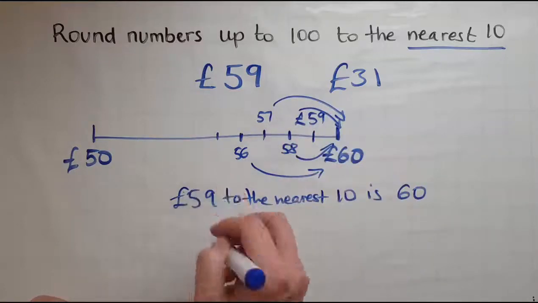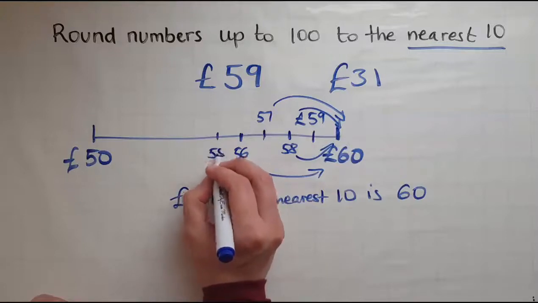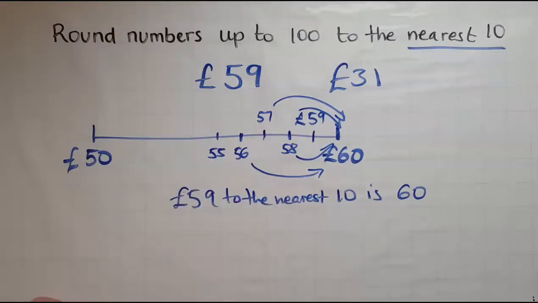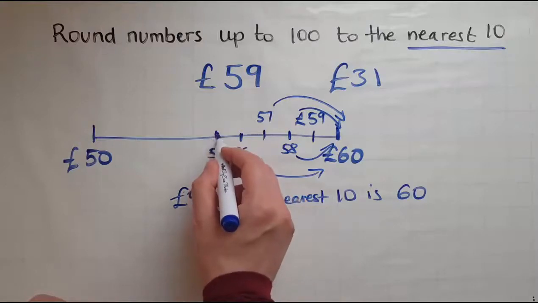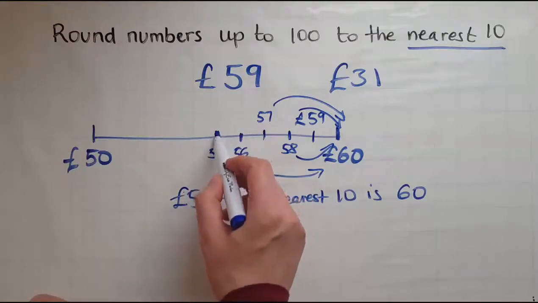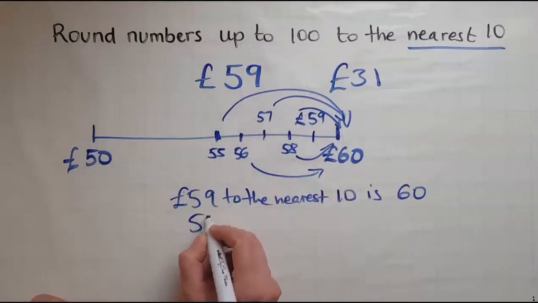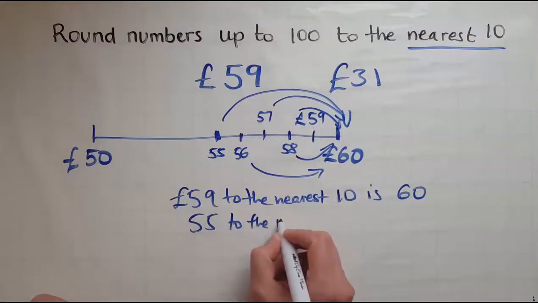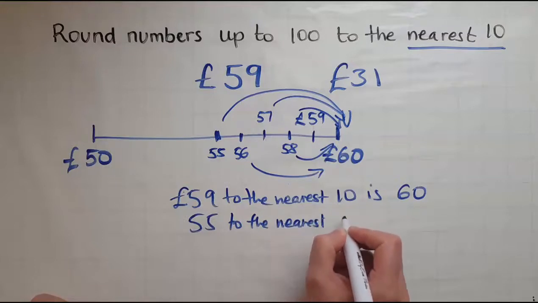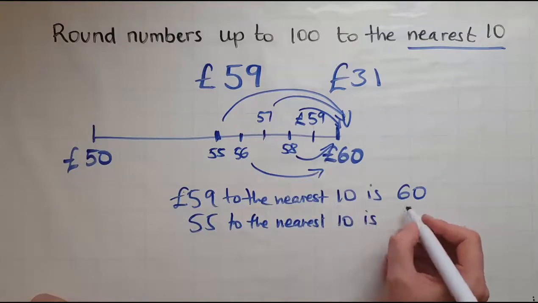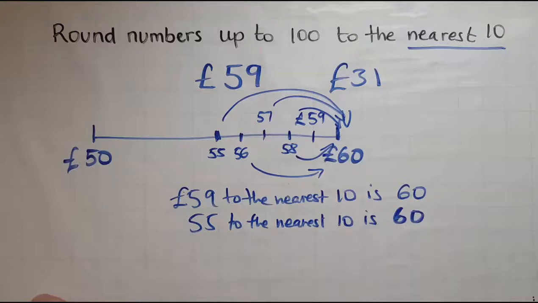How about 55? 55 as well, although it's halfway through, we round it to 60. So 55 to the nearest 10 is 60.